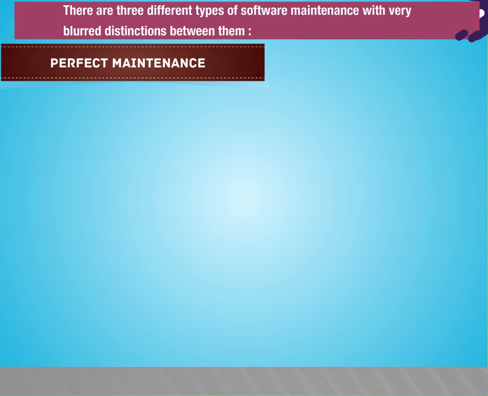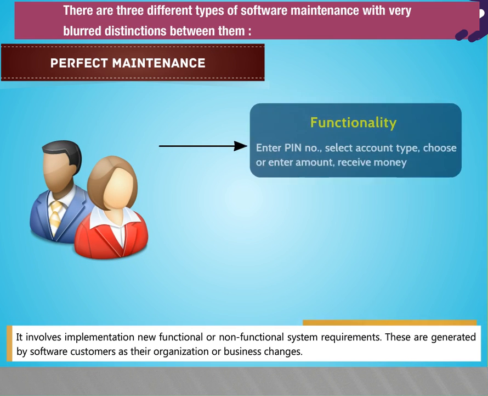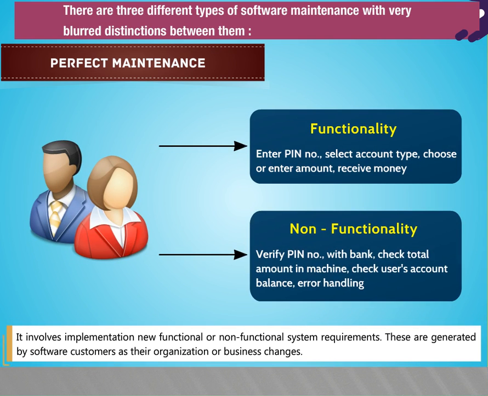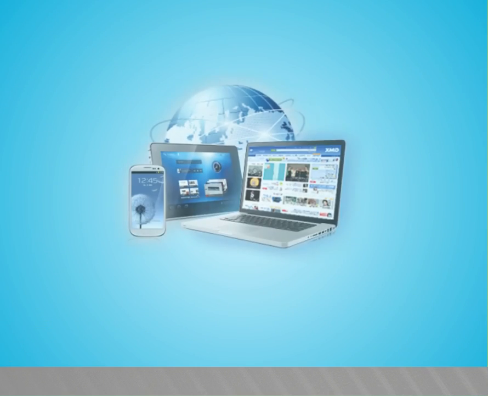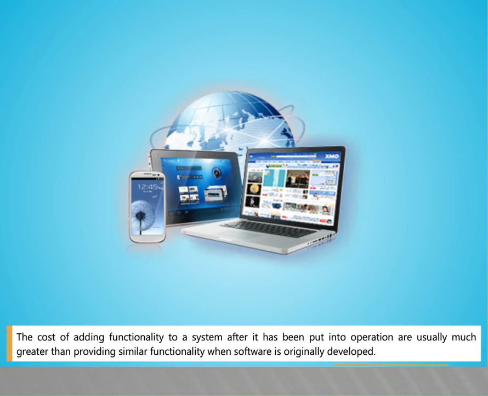Perfective maintenance. It involves implementation of new functional or non-functional system requirements. These are generated by software customers as their organization or business changes. The cost of adding functionality to a system after it has been put into operation is usually much greater than providing similar functionality when software is originally developed.